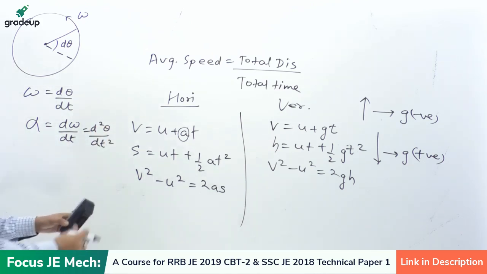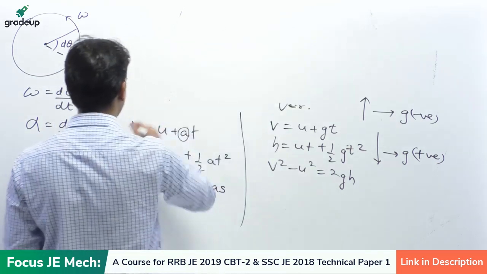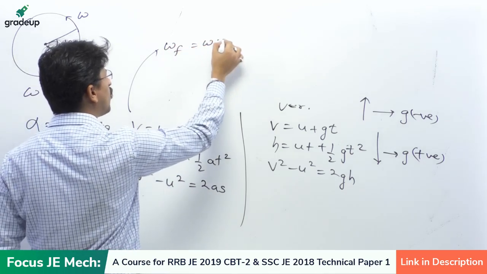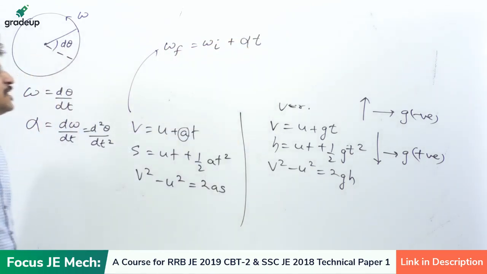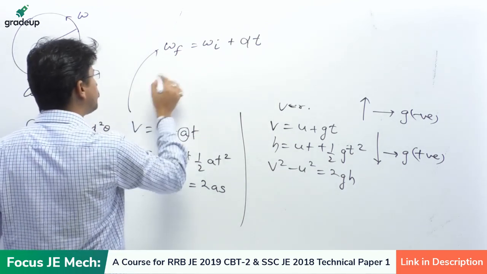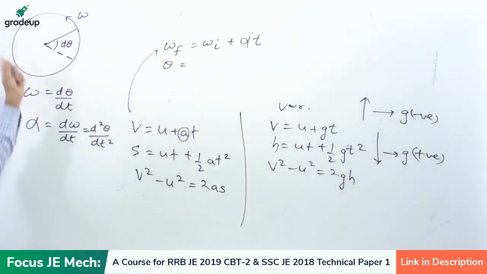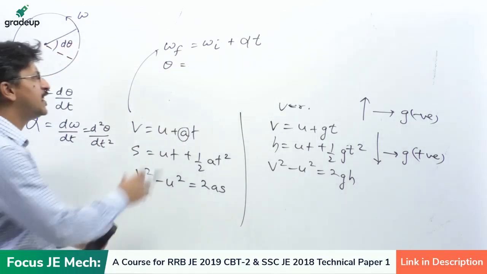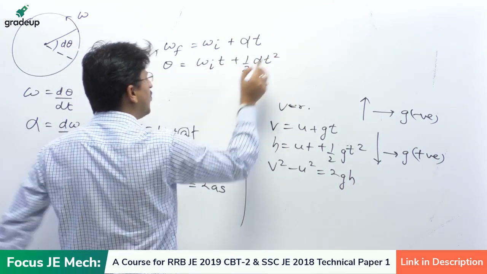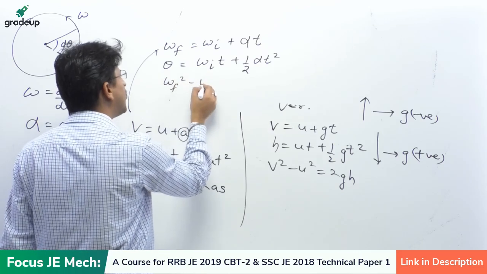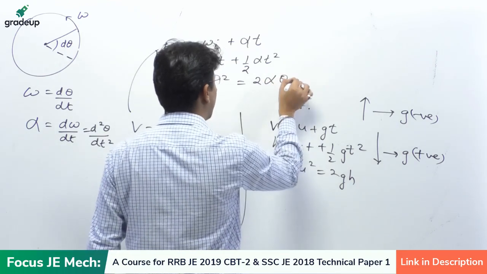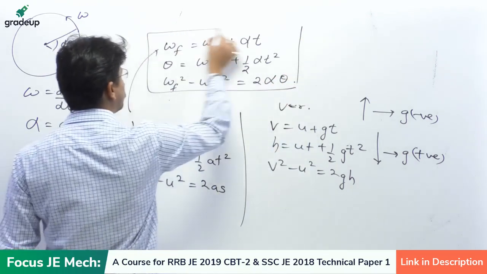Clear? So these formulas change. Simply, your v will be final omega is equal to initial omega plus alpha t. Please remember, this alpha is analogous to a. Theta, the distance traveled, now in circular motion, theta will be the distance. So theta is equal to omega i t plus half alpha t square, and omega final square minus omega initial square is equal to 2 alpha theta. So these are for your circular motion.